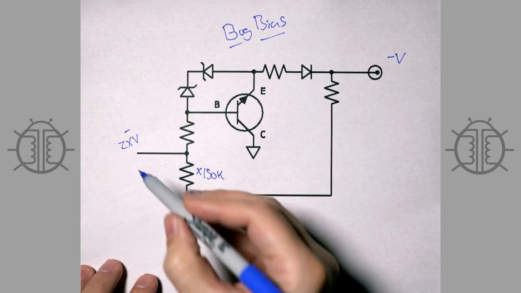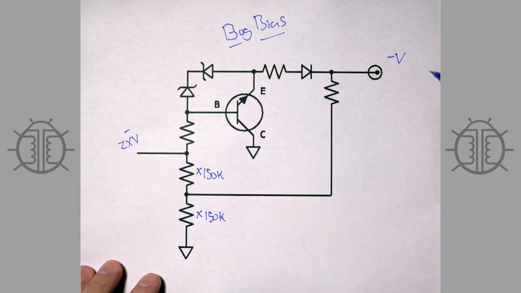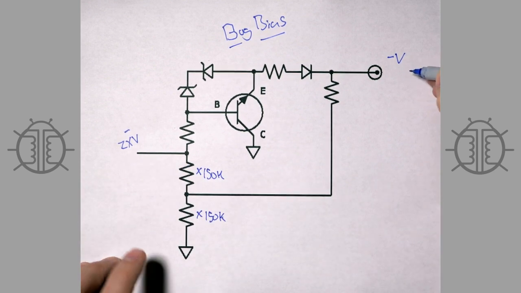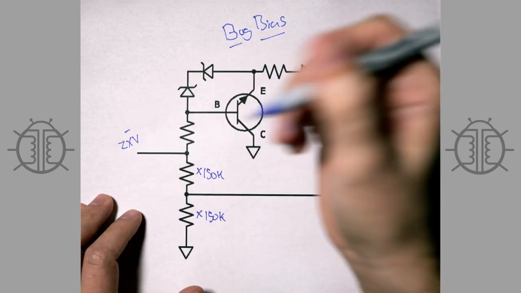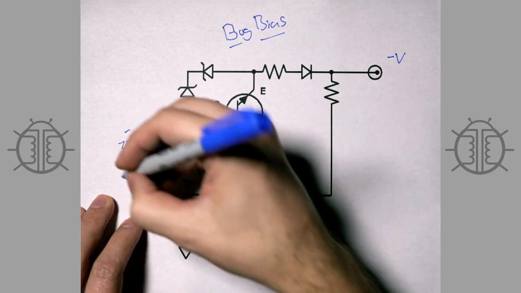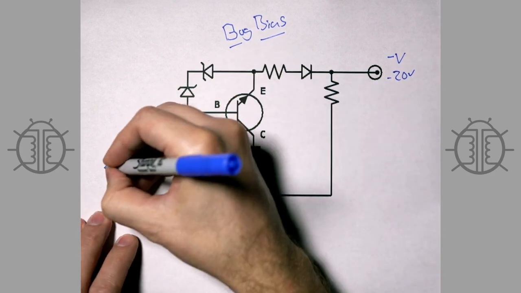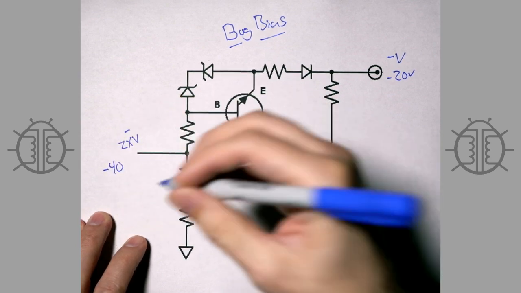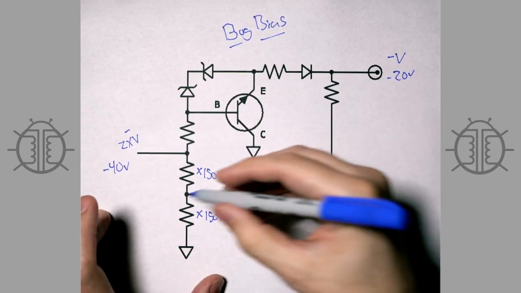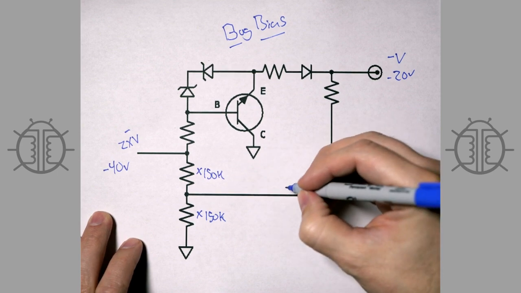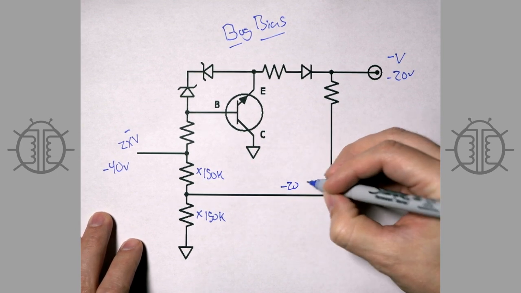And so you can see immediately voltage comes in, gets split in half, and half the voltage comes out over here. So let's just, for fun, say 20 volts is what we want again. So we'll do negative 20 volts over here, and over here we'll put in negative 40 volts. And so right through here we're going to go down to negative 20 right here.